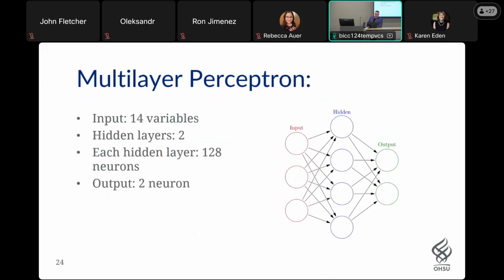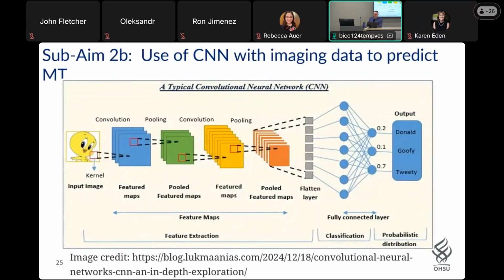I tried multiple models and architectures for the multi-layer perceptron. I settled on this one. I had 14 variables for the input, and I had 2 hidden layers. Each hidden layer had 128 neurons, and I had 2 output neurons for the classification. I think I have done enough on that topic, and I moved on to my next topic using the chest X-rays.